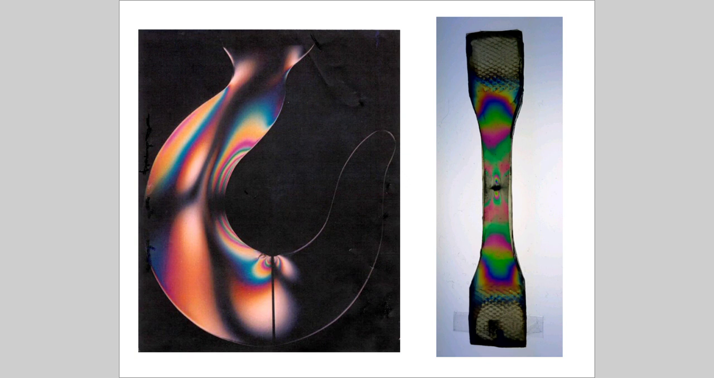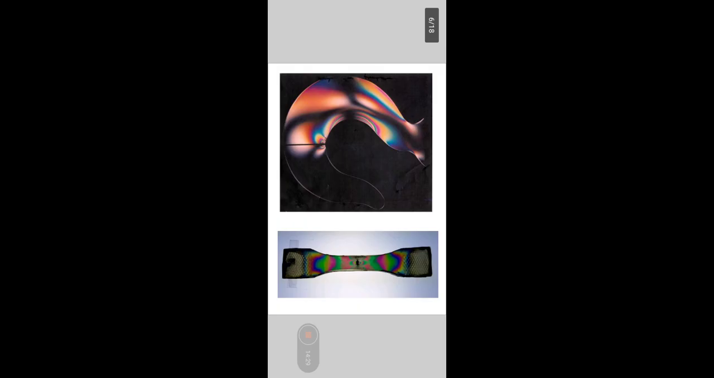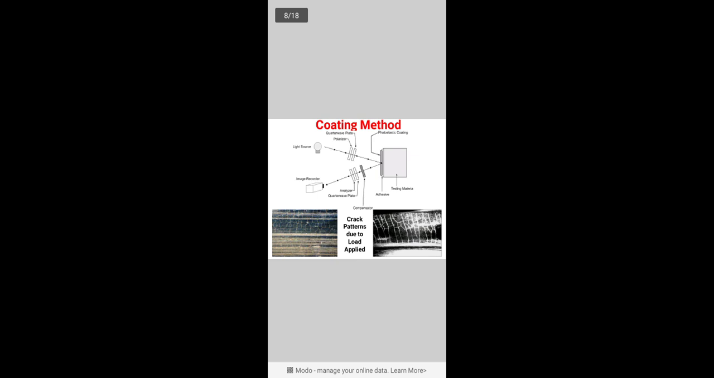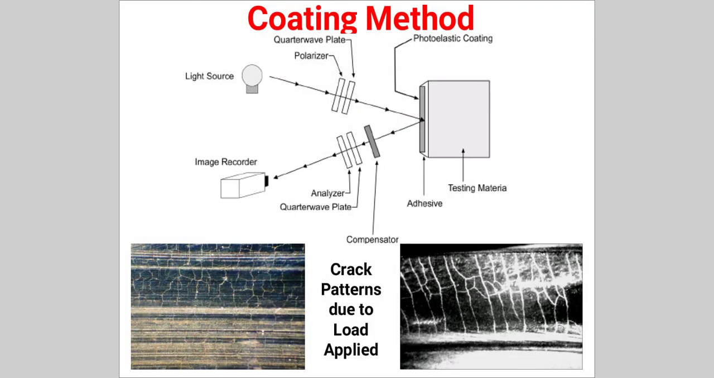In the second figure, there is a tensile specimen. If the tensile specimen is under tensile loading, there is a maximum stress concentration at the center point, therefore the fringes also develop from the center point. Again, this is the basic construction of the polariscopic device. Now we will discuss the second method, that is, the coating method.